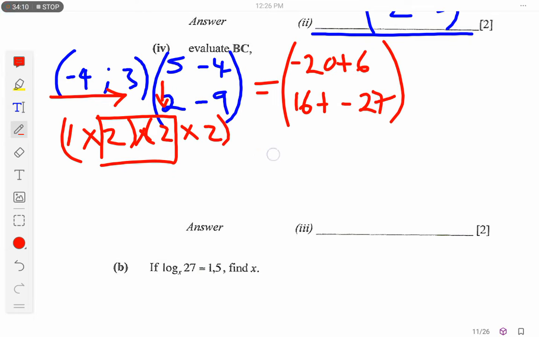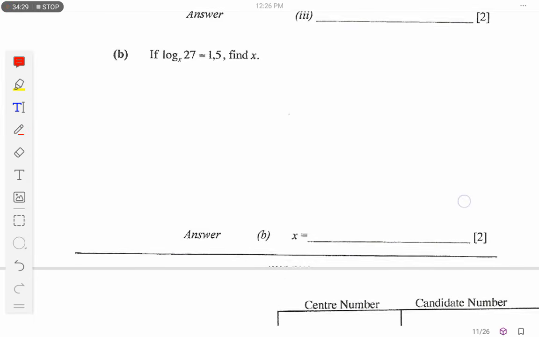Now let's simplify this. Minus 20 plus 6, we get minus 14. Then 16 minus 27, we get minus 11. So this is our final answer. Let's go on to the next one.